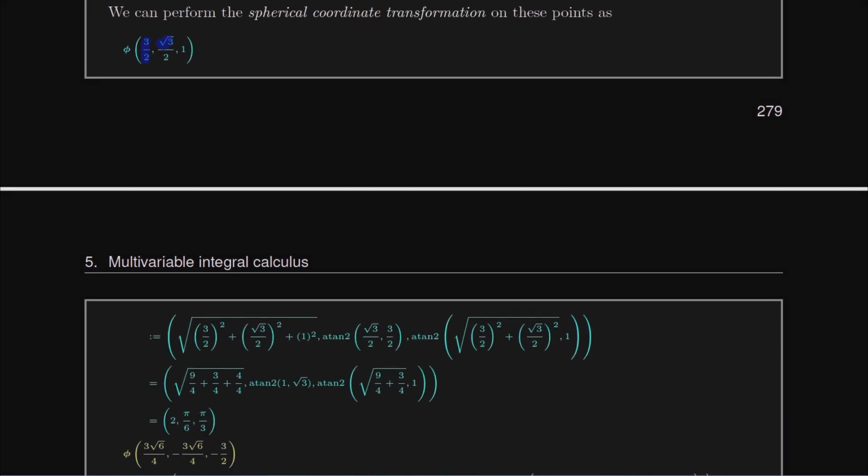Well, for the point 3 halves, root 3 over 2, 1, we're going to take, for the radius, the square root of each of the terms squared and added together. That's eventually going to give me a 2. For the azimuthal angle, for theta, we're going to take the 2-argument arctangent function, atan2, and we're just going to work on the xy coordinates. Don't forget atan2 likes to swap y and x around. We're going to put root 3 over 2 there and 3 halves there, and that's going to give us, if we compute it out, an angle of pi over 6.